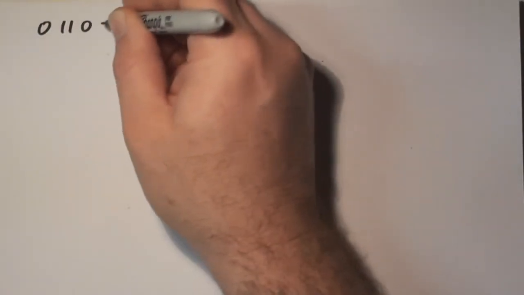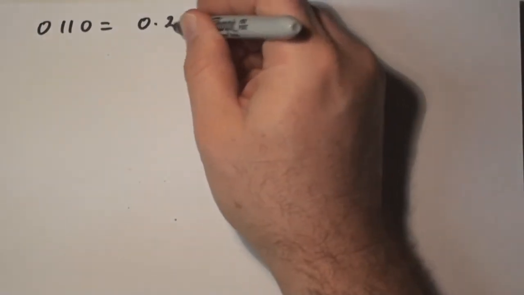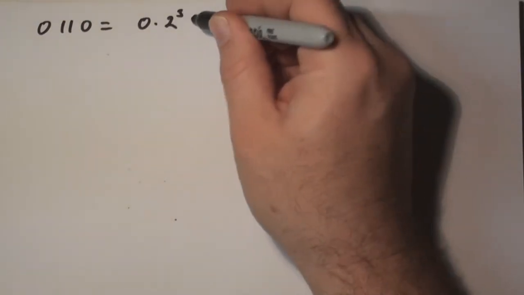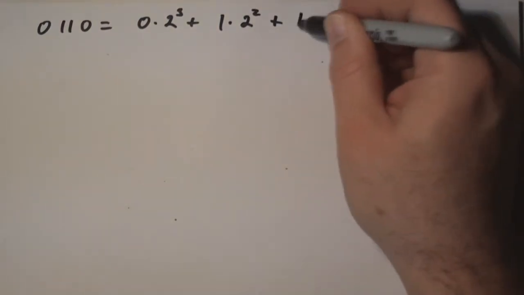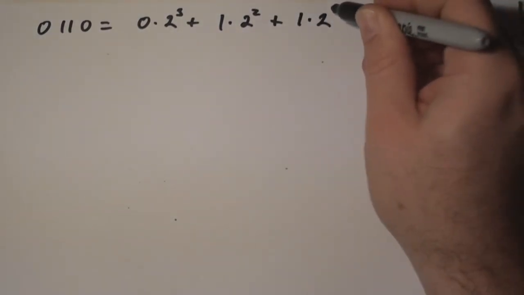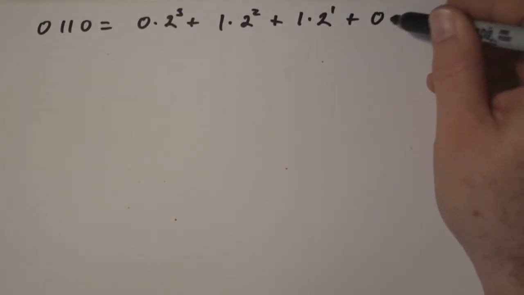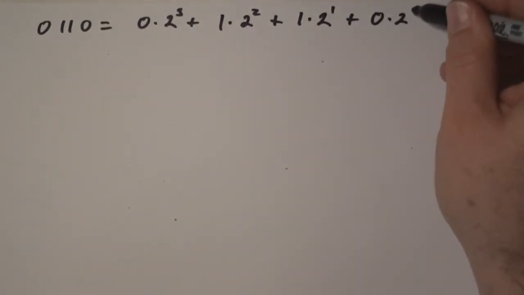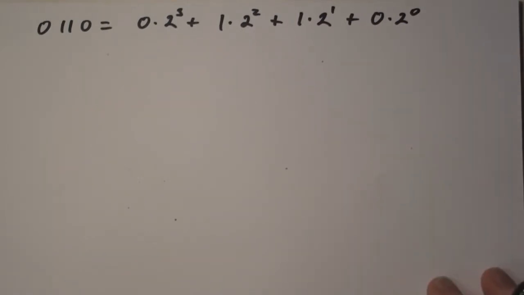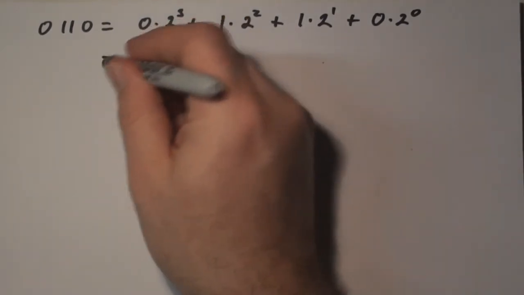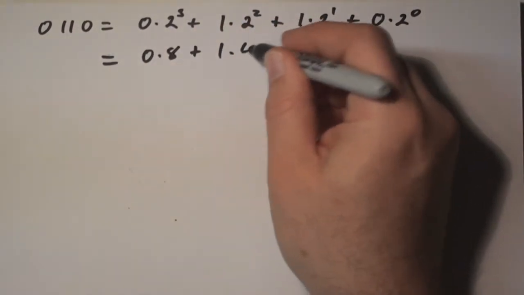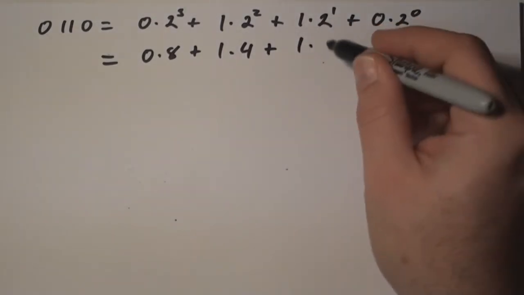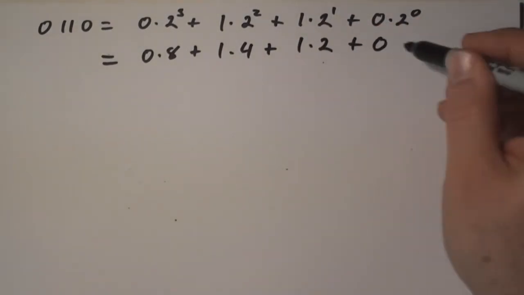So here's an example of converting a binary number to a decimal number. So we're going to decompose this binary number, just like we decomposed our decimal number. So our four columns, 0, 1, 1, 0, becomes 0 times 2 to the power of 3, plus 1 times 2 to the power of 2, plus 1 times 2 to the power of 1, plus 0 times 2 to the power of 0. 2 to the 3 is just 8, 2 to the 2 is 4, 2 to the 1 is 2, and 2 to the 0 is 1.